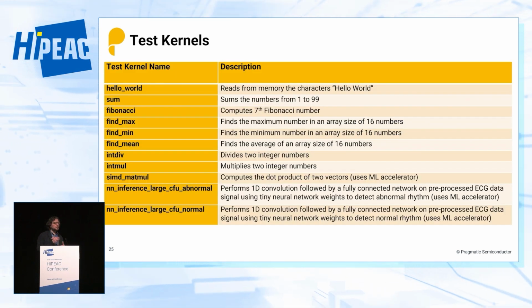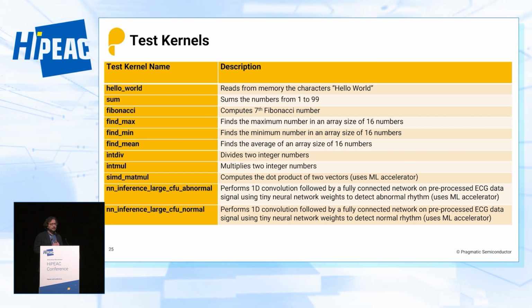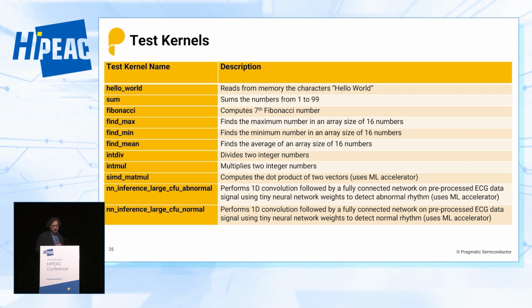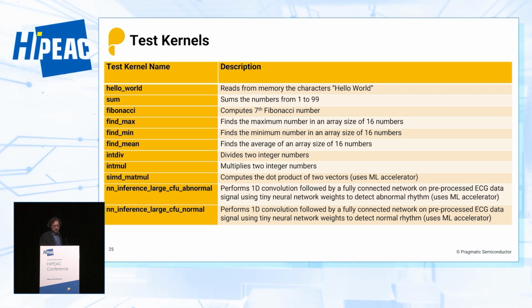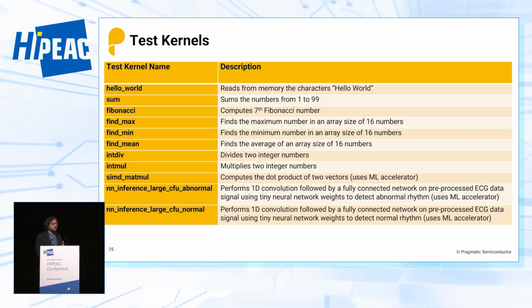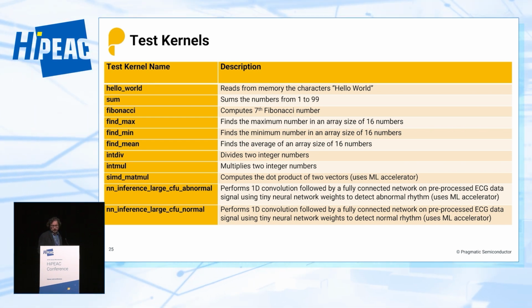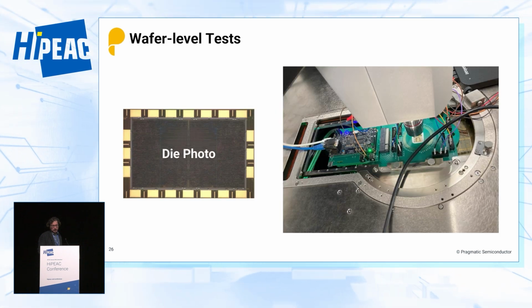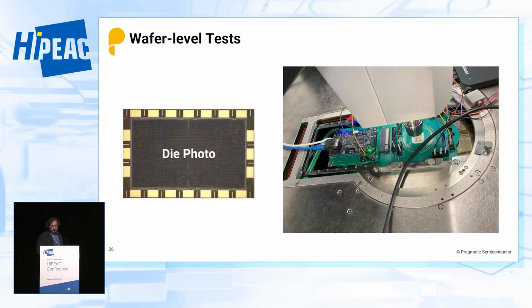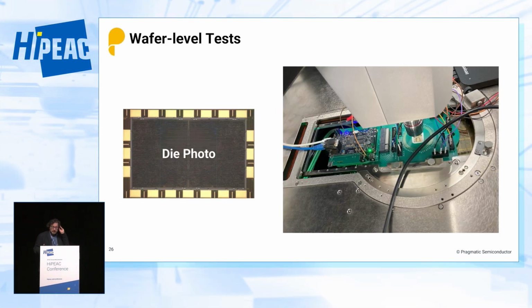Some test kernels, we had to write these test kernels in C, compile and run. And the last 3 ones, we particularly selected so they use the ML accelerator using those instructions we added. So this is what happens. These are the things we learned.